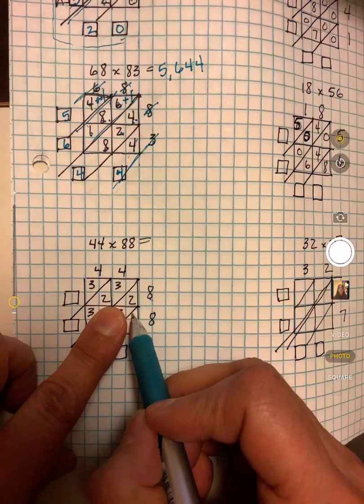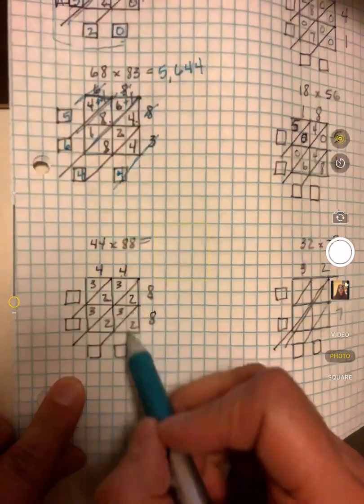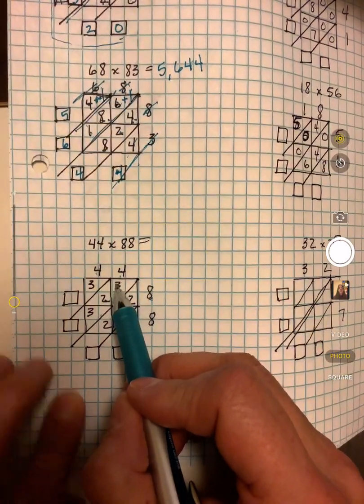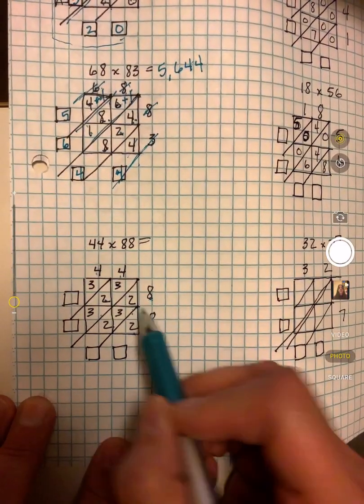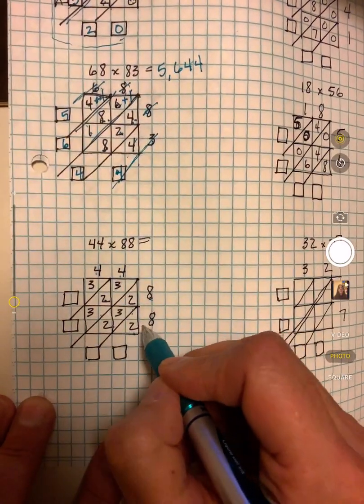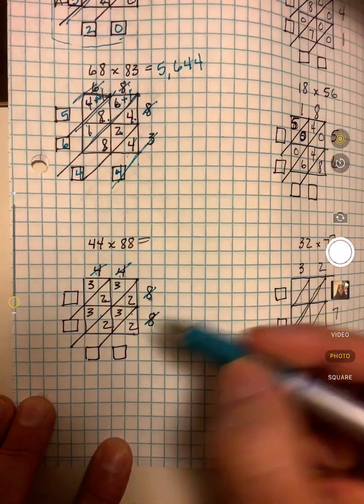8 times 4 is 32, and it's the same for each of the four boxes. Remember, your tens go in the upper part, your ones go in the bottom part. Now we add diagonally. Don't add the stuff outside of the box.